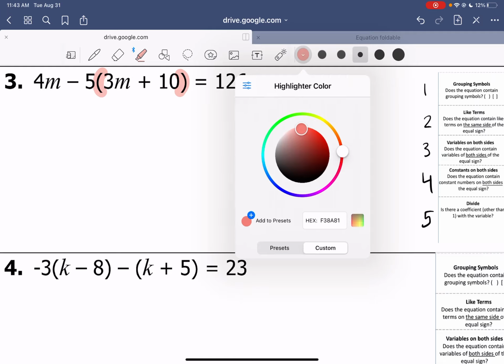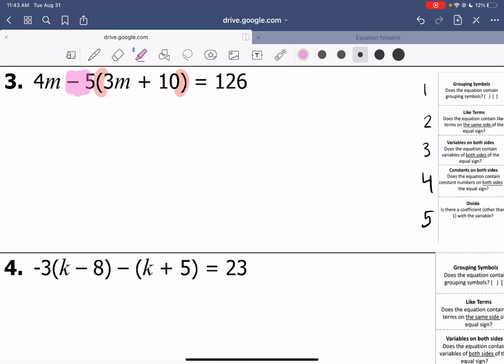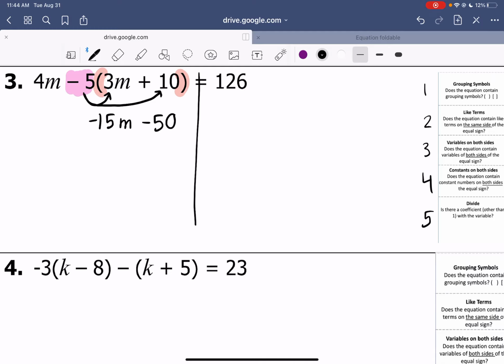And what's being distributed is this 5 here and this negative 5. So we're going to go ahead and perform that. So negative 5 times negative 3, so we get negative 15m. And then negative 5 times a positive 10 is a minus or negative 50. And then we have to bring down whatever's left. So we have 126 on the right side. And then we still have this 4m that we can't forget about on the left. So we did our grouping symbols.